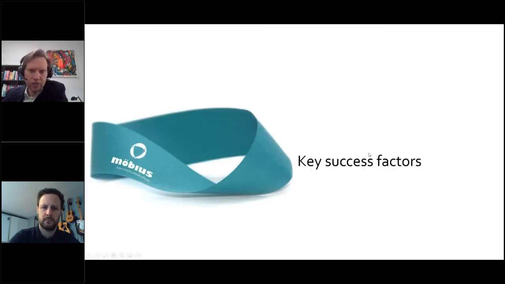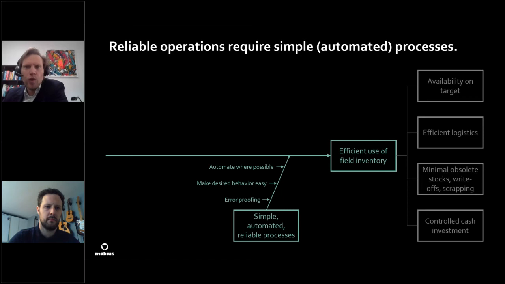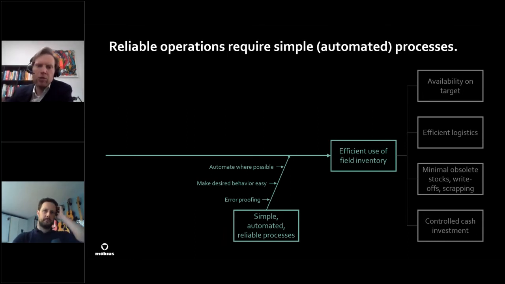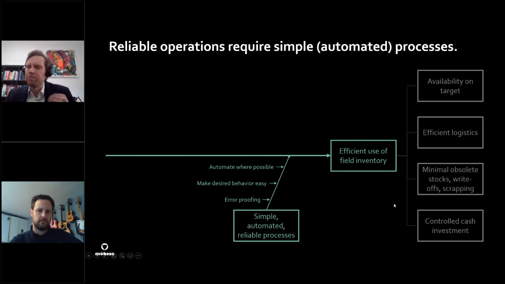Key success factors. We have identified four key success factors for efficient use of field inventory. Step 1 for me is simple, automated, and reliable processes. Coming back to the point that we are probably working with people whose main objective is not managing inventory, but doing sales and solving customer problems.